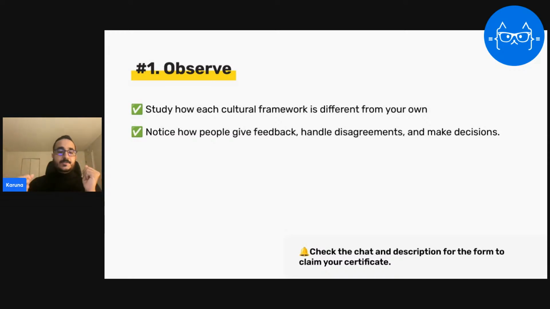And these patterns, they say that stereotypes are bad, right? And I agree to a certain extent, right? You shouldn't stereotype people, but you should be aware that patterns exist and they exist for a reason. And if you're able to observe these patterns and recognize them, then you can adapt to those patterns and adapt your communication to things that you've seen, right? Notice how people give feedback, handle disagreements, and make decisions.